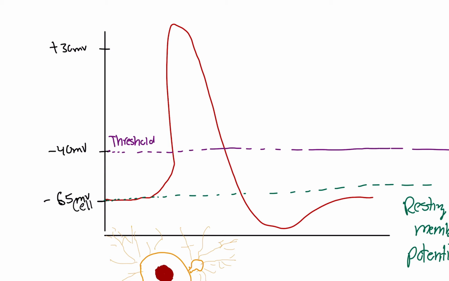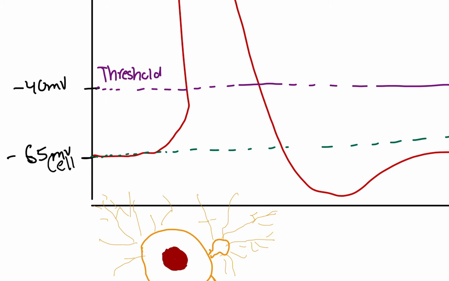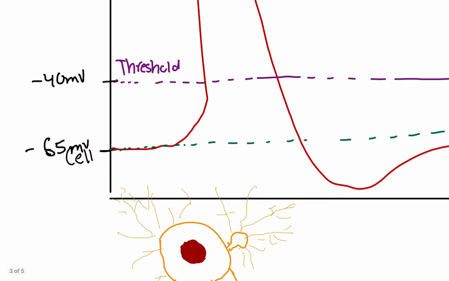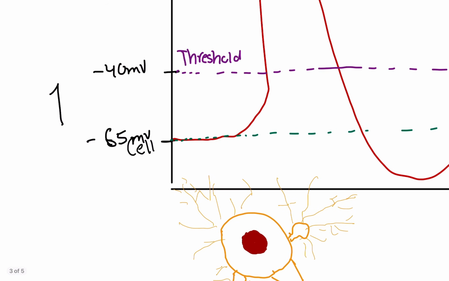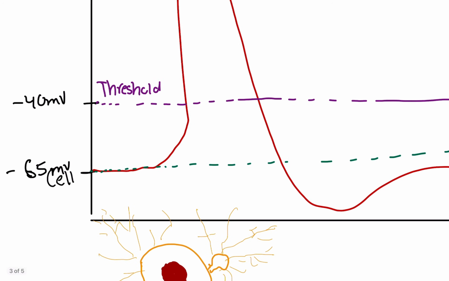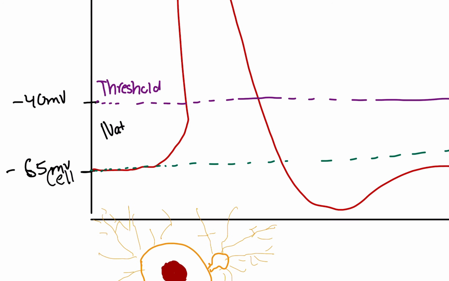So what's going to happen is, ow, that's my leg. Hit my desk. So when sodium enters the cell, the voltage goes up. From negative 65 to negative 40, the voltage is going up, right? We're getting less negative. So basically sodium enters the cell. More and more sodium is entering, and then we get to the threshold.